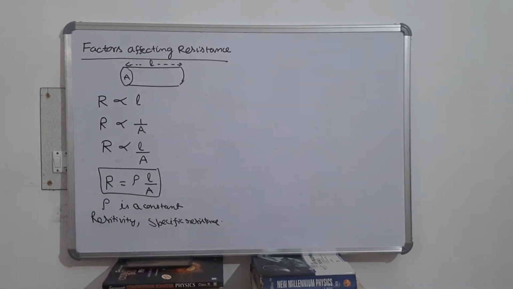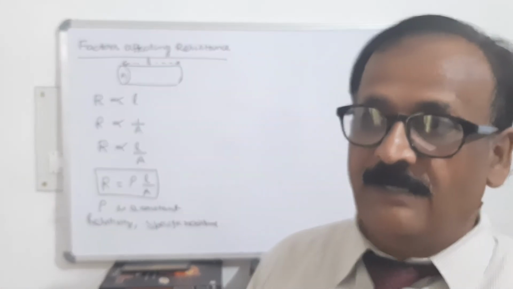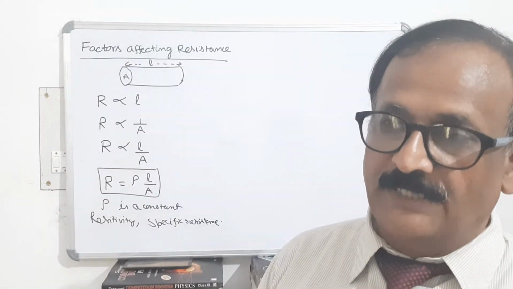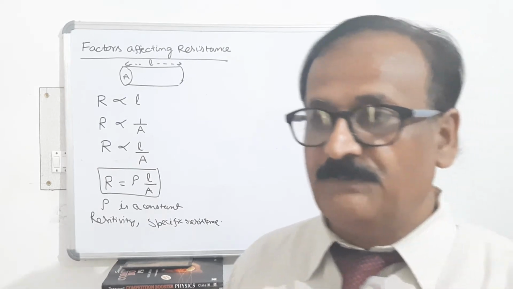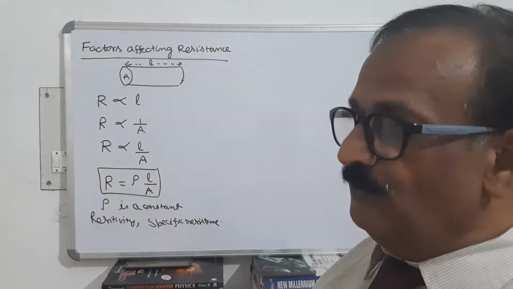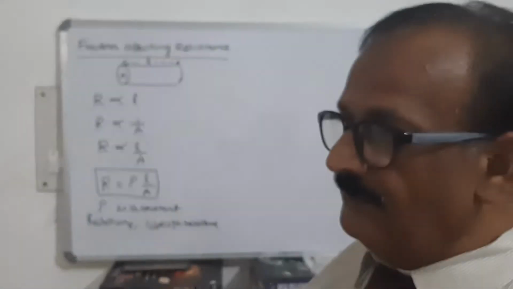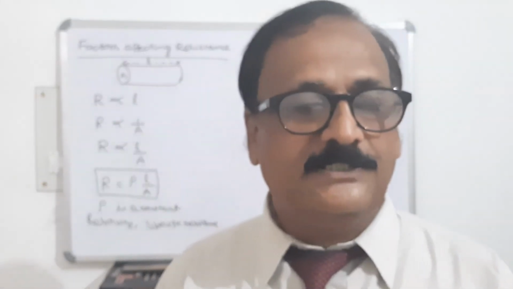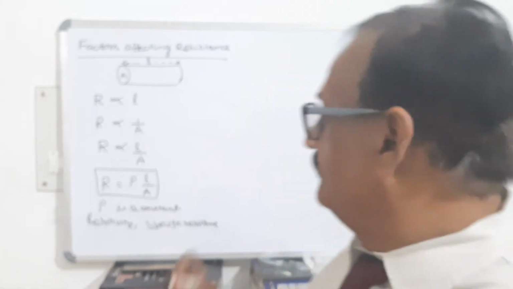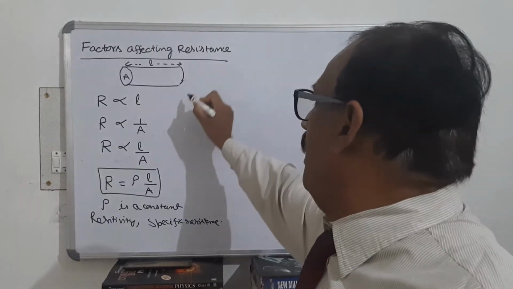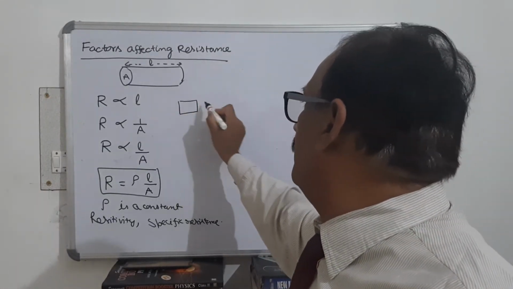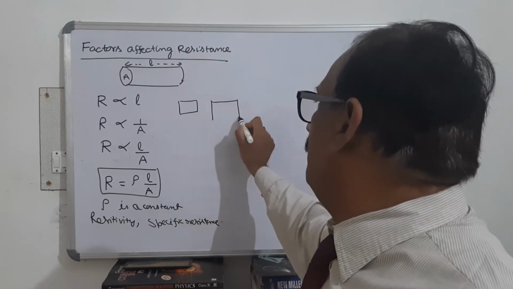Now I would like to make clear that there are two constants. Resistance is also a constant and resistivity is also a constant. Then what is the difference between the two? The difference is that resistance is constant for a particular piece of conductor, and resistivity is constant for a material. For example, there are two pieces of copper. Suppose this is one piece of copper and this is another piece of copper.